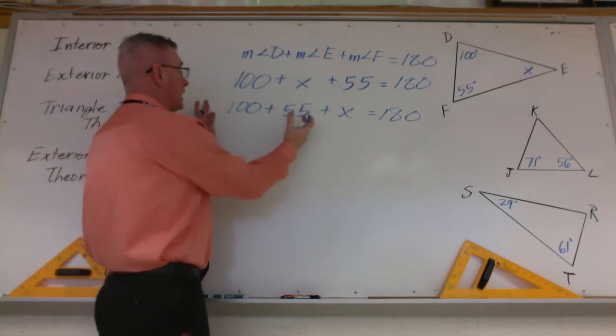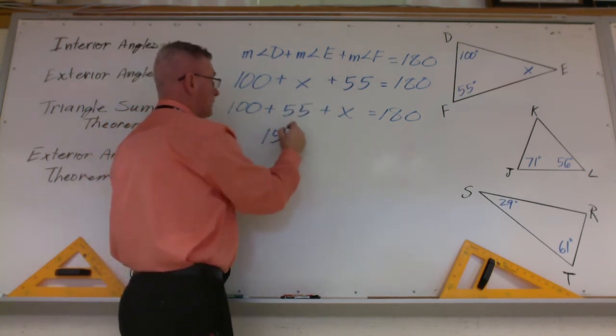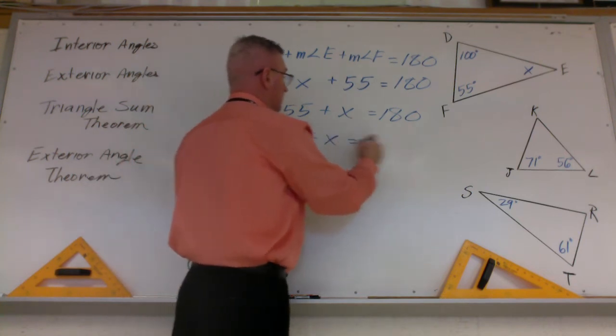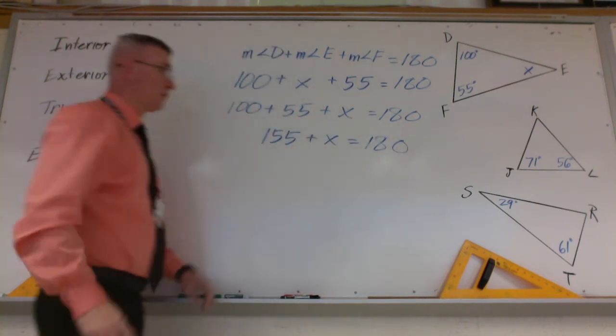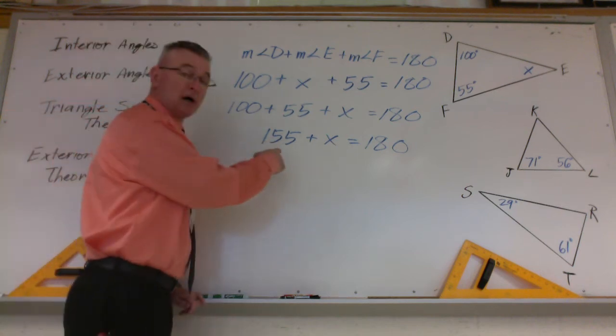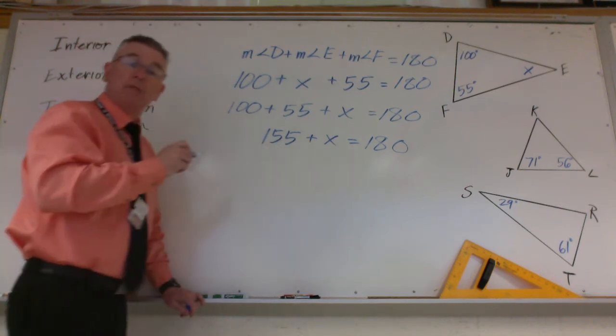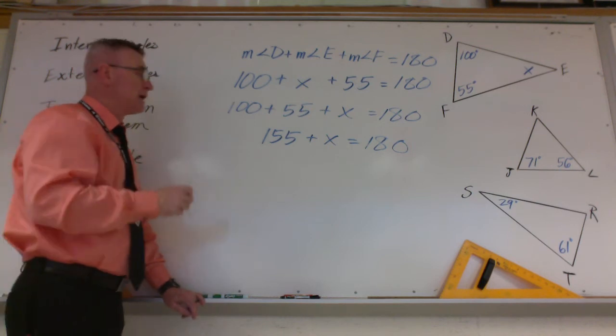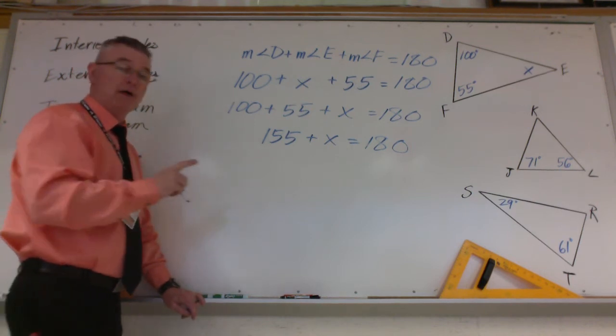And now here it is. I can put the 100 and the 55 together. 155 plus X equals 180. And then I need my X to be by itself. And it's not, because there's a constant of 155 over here. So how am I going to remove the 155 from the left side? I'm going to subtract 155 from this side.